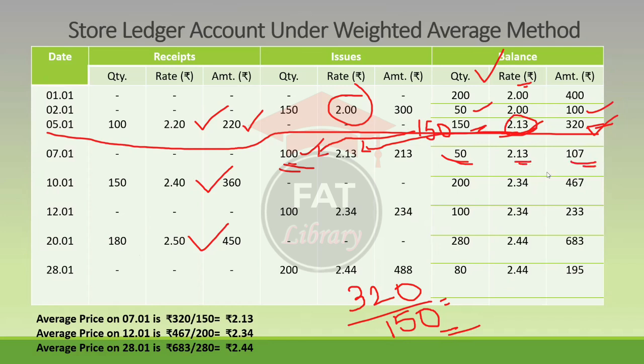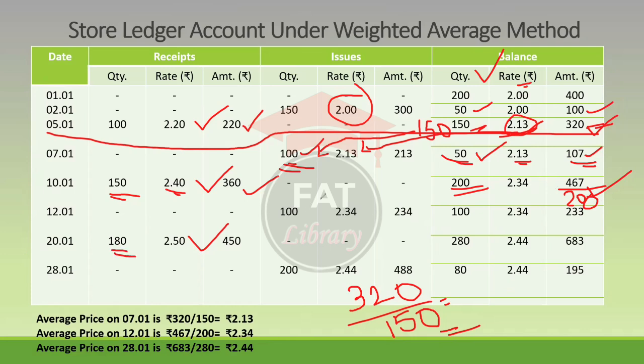107 rupees is remaining. 50 units they have received again for 2 rupee 40 paise. How will we consider this? 50 units we were already having as a balance, 150 we have added. Totally 200 units we have now. And what is the amount we have? 107. Now 360 rupees has been added, right? The total comes to 467. So 467 rupees divided by 200 units. If you do this, you will get 2.34.